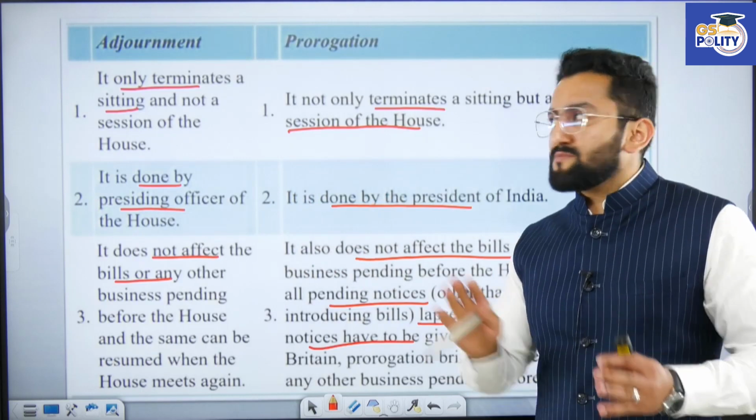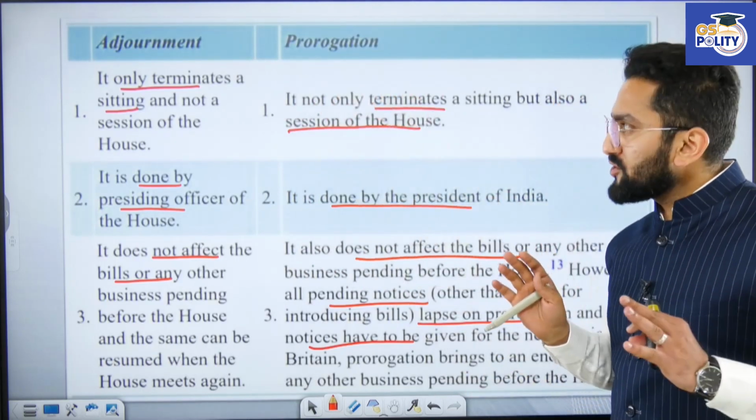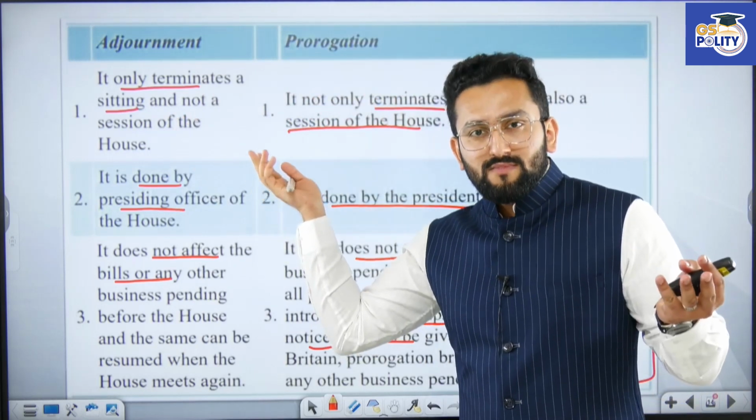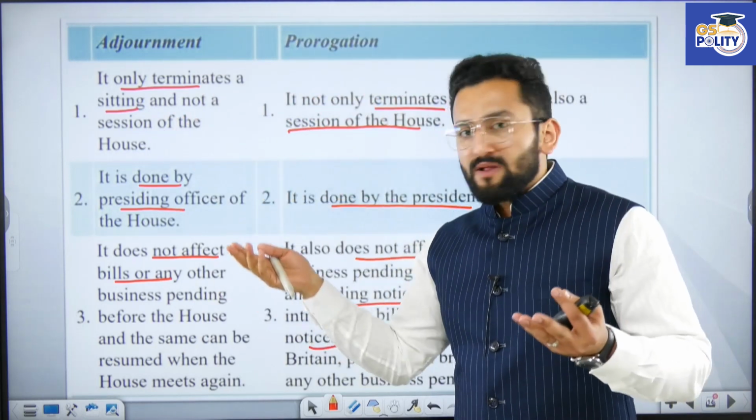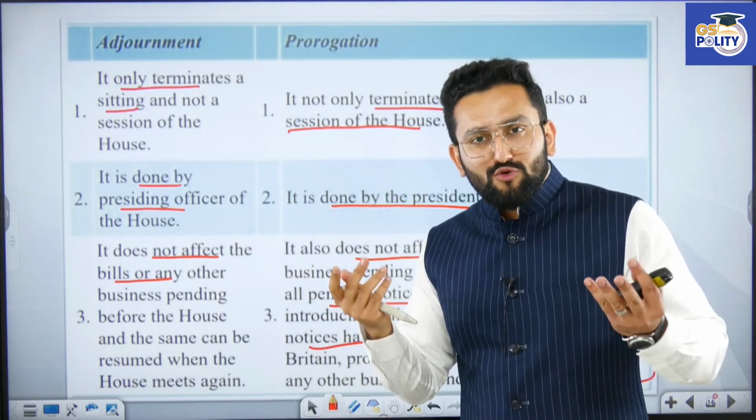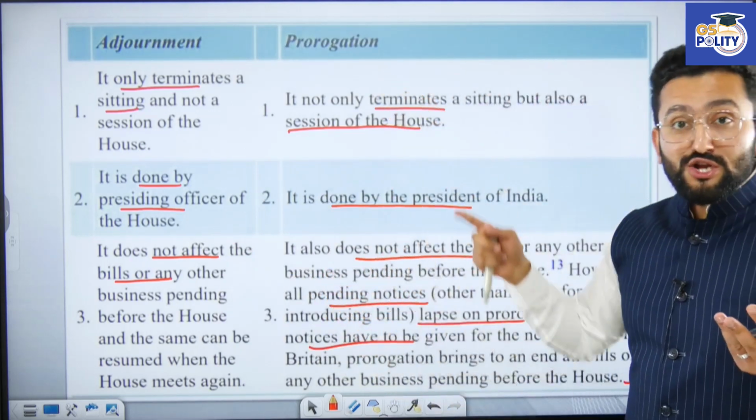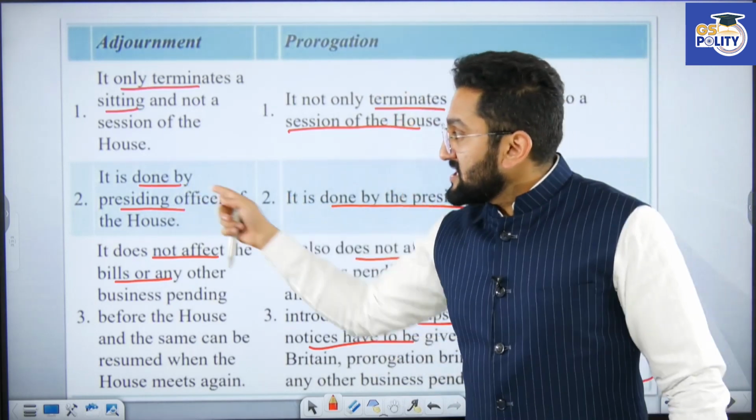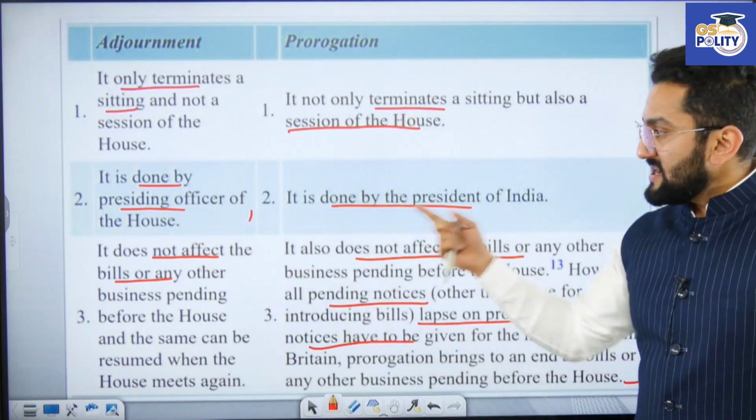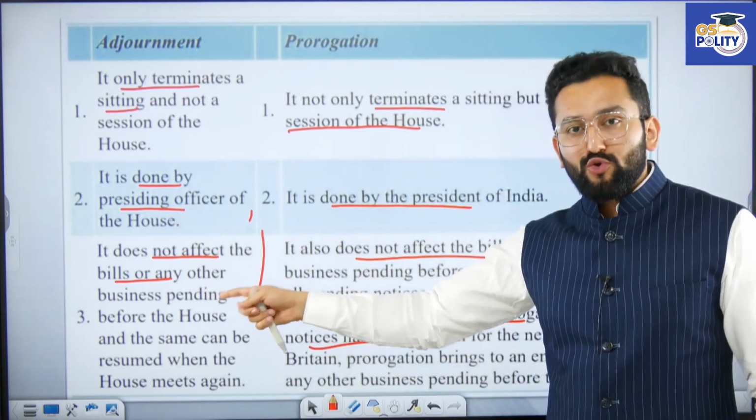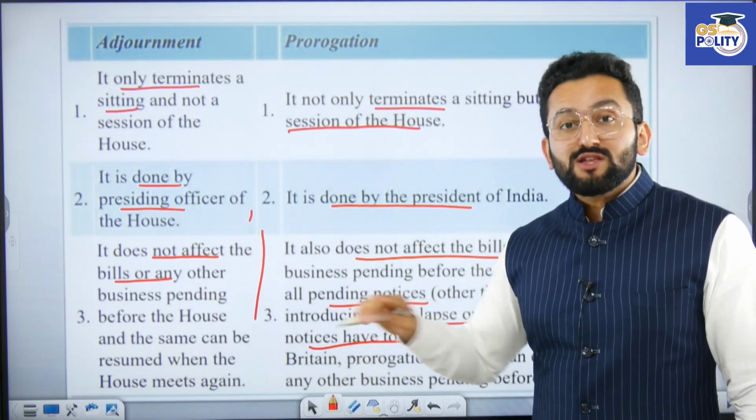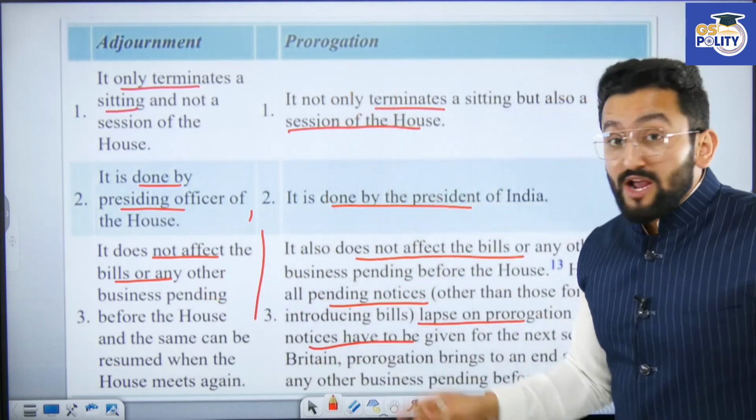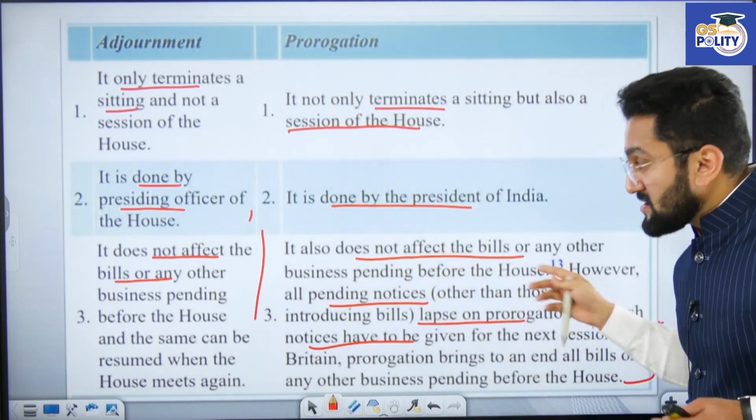Now, the difference between adjournment and prorogation, it is a cakewalk for you now. Adjournment only terminates a sitting, right? This is what the speaker, the Rajya Sabha chairman, the presiding officer can do. But prorogation terminates the session. And who does that? The President. Now this point is new for you in this particular session: it does not affect the bills or any other business. Please remember, prorogation also does not affect the bills or business.